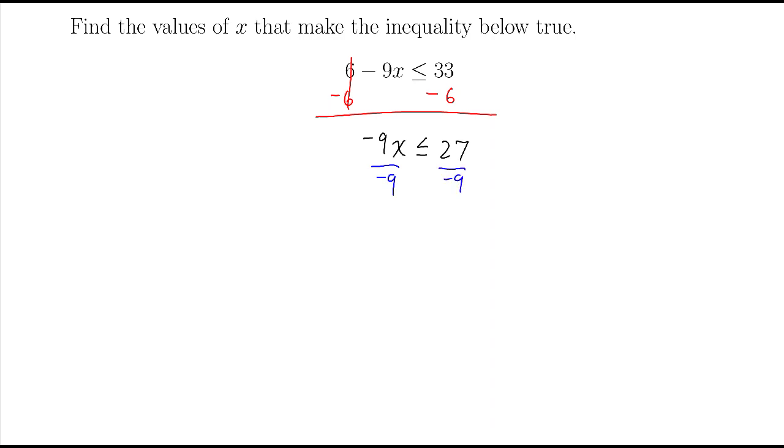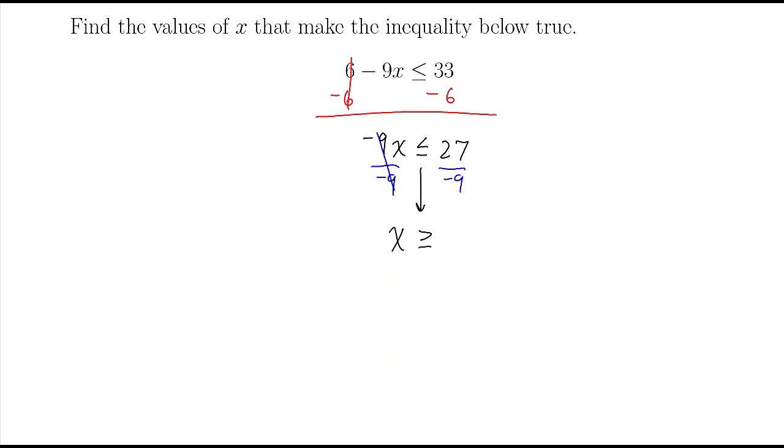We have to be careful with that, though. Anytime you divide by a negative number, and catch what I'm saying here, I'm dividing by a negative number. It's not just that a negative number is involved. I'm dividing by a negative number. There's a negative in the denominator. Then I have to flip this sign around.